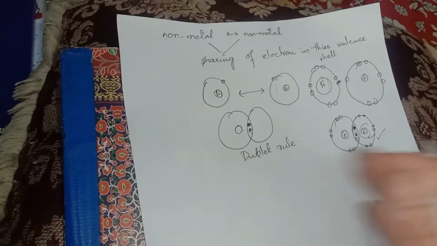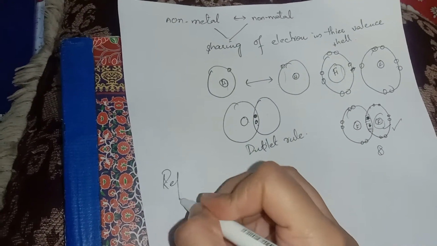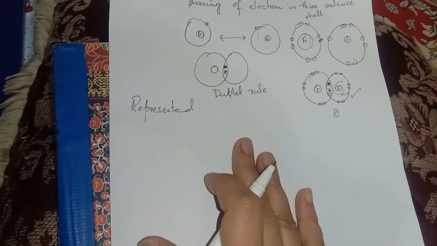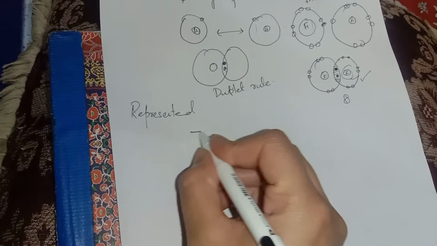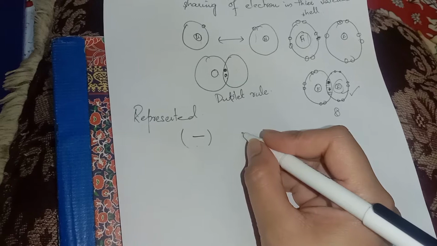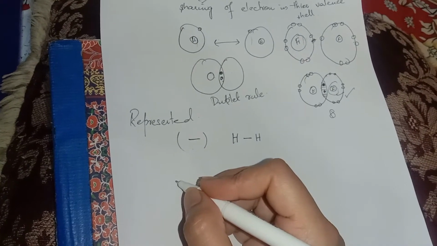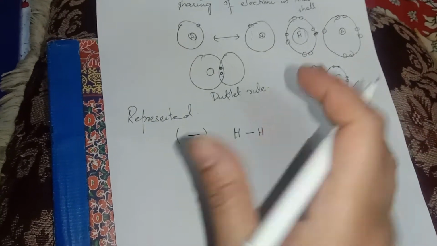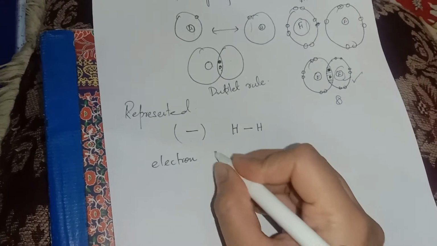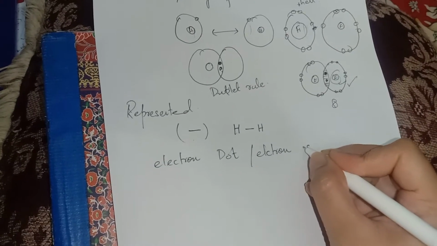Now there are some things which you should know about the covalent bond. Number one, how a covalent bond is represented. Theoretically, when we write about a covalent bond between two atoms, it is represented by a line, just like that. For example, if I'm showing the covalent bond between hydrogens, I will show it like this. One more way to show the covalent bond is the electron dot and electron cross structure.